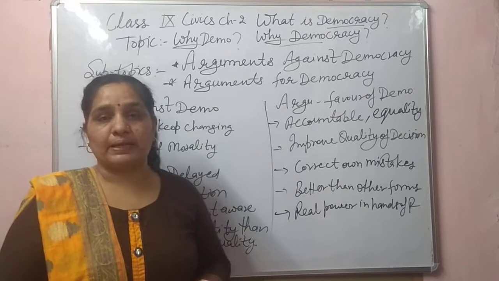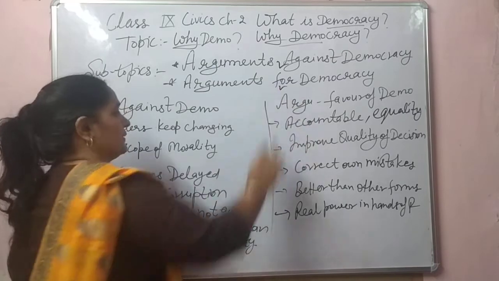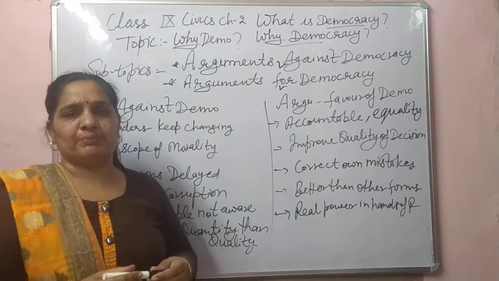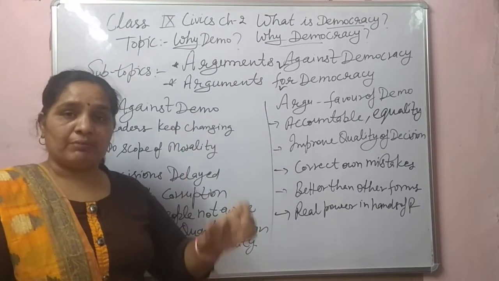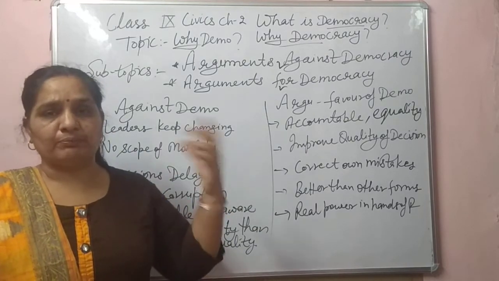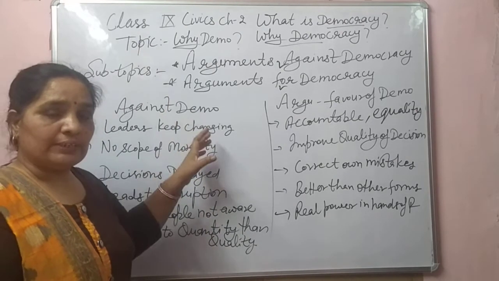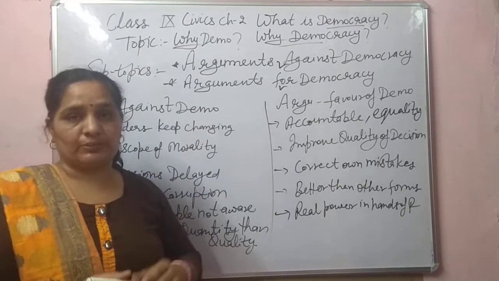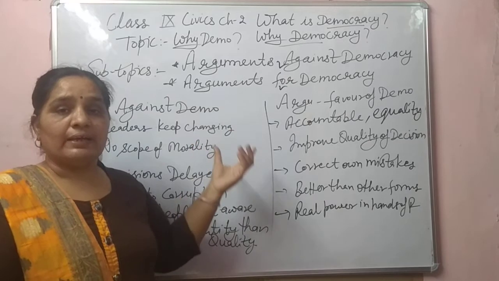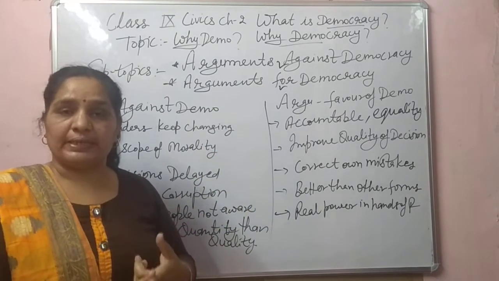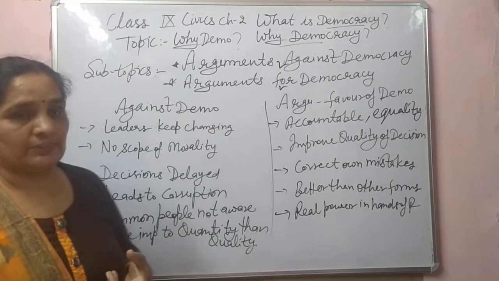There are two subparts: arguments against democracy, arguments for democracy. Some people are saying that government is good, some that it is not good. Some people are in favor of democracy and some are against it. They take examples of different countries and discuss with each other. Here we will discuss the arguments against and in favor of democracy. How can we say that democracy is a better form of government than others? When we compare the arguments in favor and against, we will find the answer to that question. Let me start.